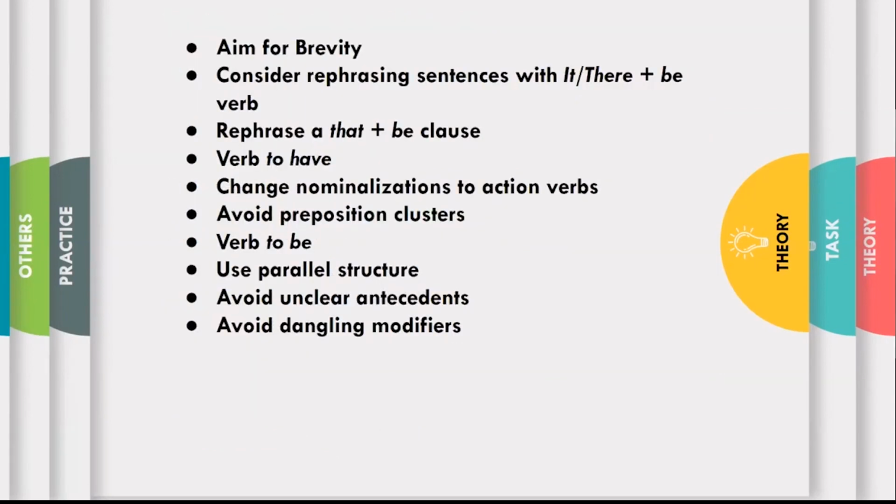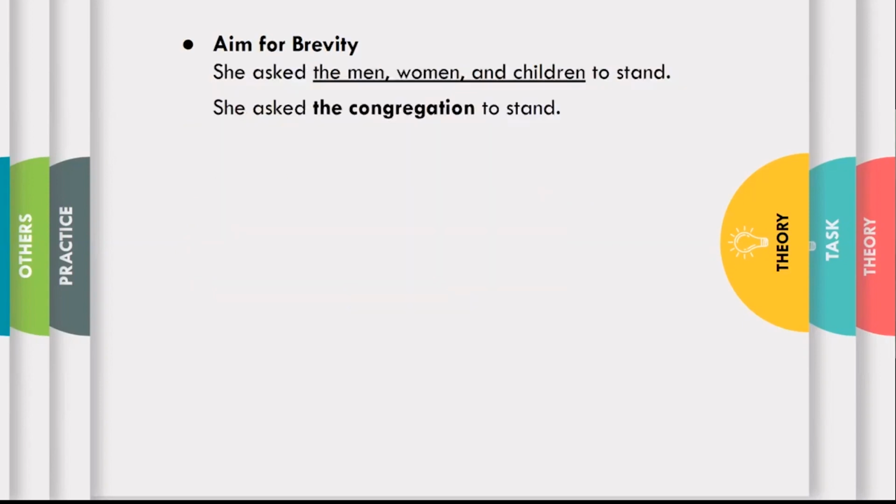Let's begin. The first thing in academic writing, as we already have discussed earlier, is that we aim for brevity. We need precise sentences. For instance, let's have a look at these two examples. She asked the men, women, and children to stand. You can easily attempt brevity here by changing men, women, and children into: she asked the congregation to stand. So we have to look for summary nouns. That means if one noun can describe 3 words, use that one particular noun.